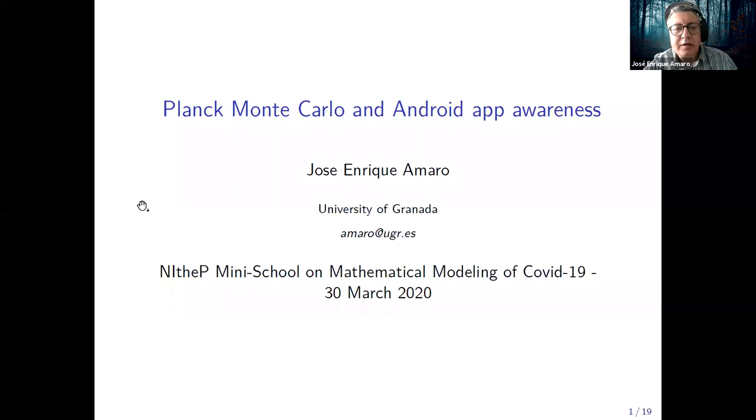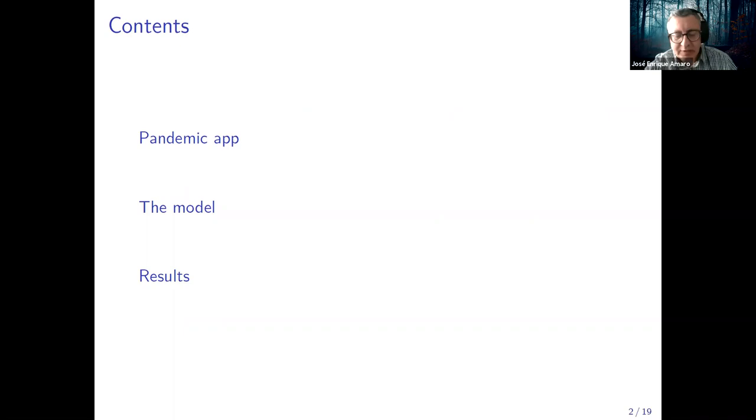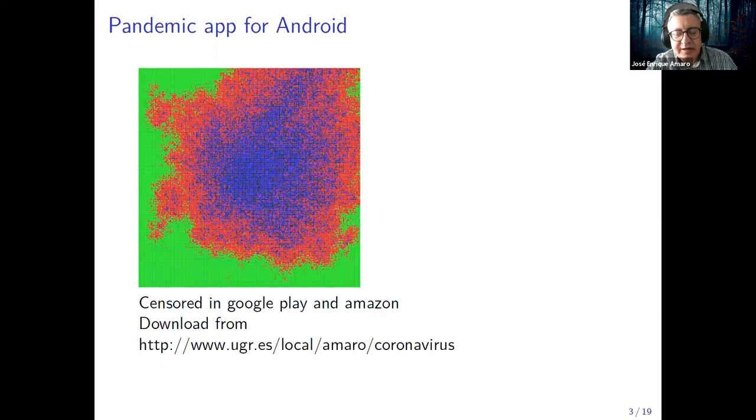Okay, so today we will speak about the Monte Carlo P model. I call it P model or Planck model because we use the Planck distribution of photons in the black body theory. And then later I will show you the Android application to make this Monte Carlo simulation. We usually do it in Fortran, but in order to see the simulation graphically, we implement it also for the mobile phones.